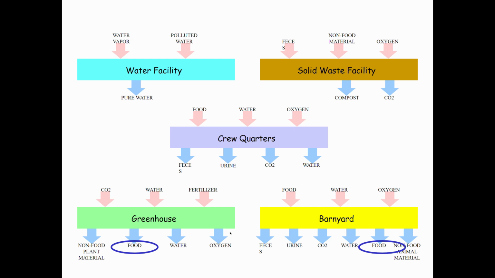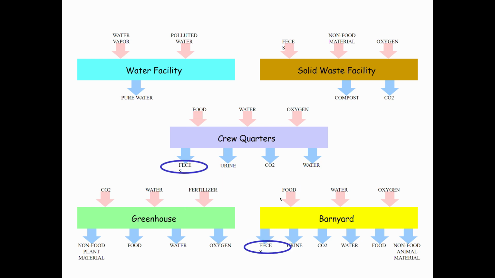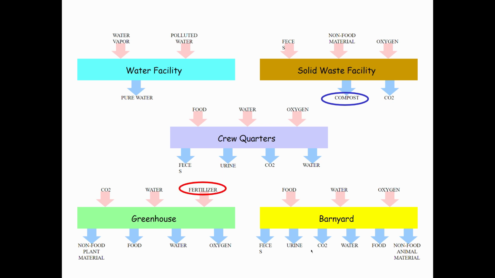Now let's move on to food, which is produced by the greenhouse and the barnyard, and that is going to be used to feed the crew, and some of that is also going to be used to feed the animals. After you eat that food, nature takes its course and you have to expel feces. Those have to get sent over to the solid waste facility. There's also going to be some amount of non-food material produced by the animals and the plants. This would be things like corn stalks, probably things like bones and fur. Those have to get sent over to the solid waste facility to get processed. Once all of that stuff gets processed, it turns into compost, which we can use to fertilize the plants.